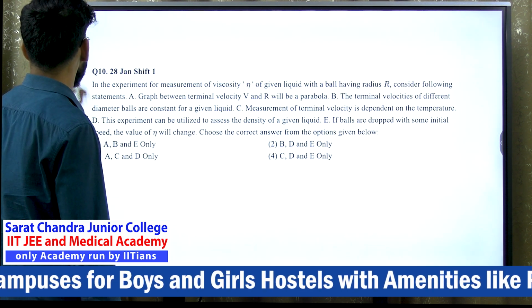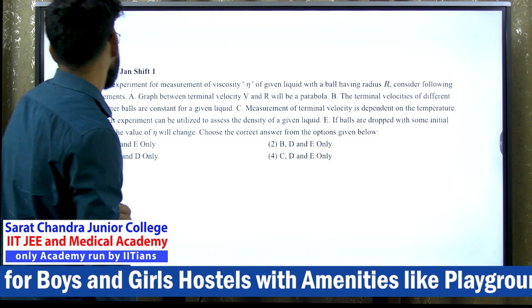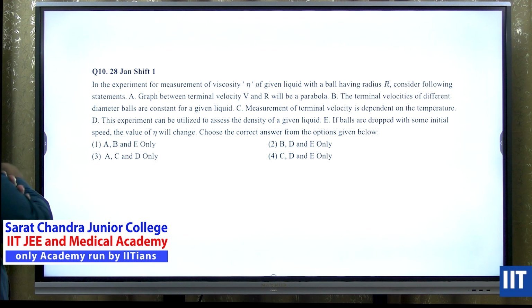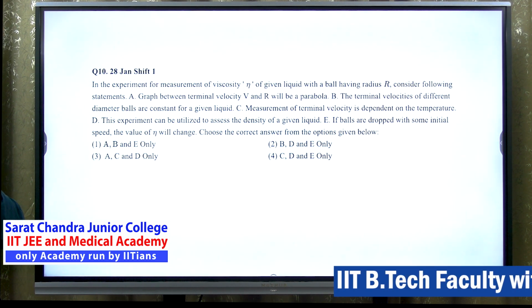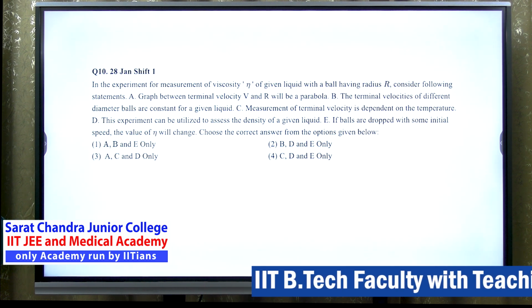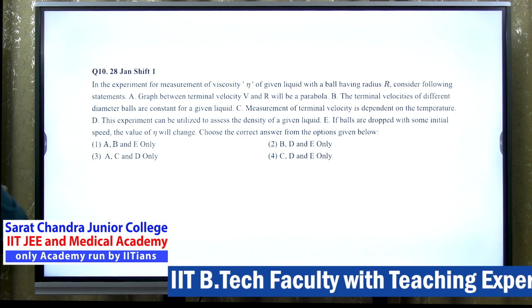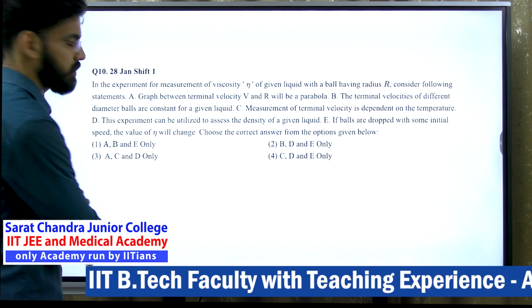Don't know, leave it. Question number 10. In the experiment for the measurement of viscosity of a given liquid with a ball having radius r, consider the following statements. Statements A, B, C, D are given and we have to identify which are correct or which are wrong. Okay, this is the question.